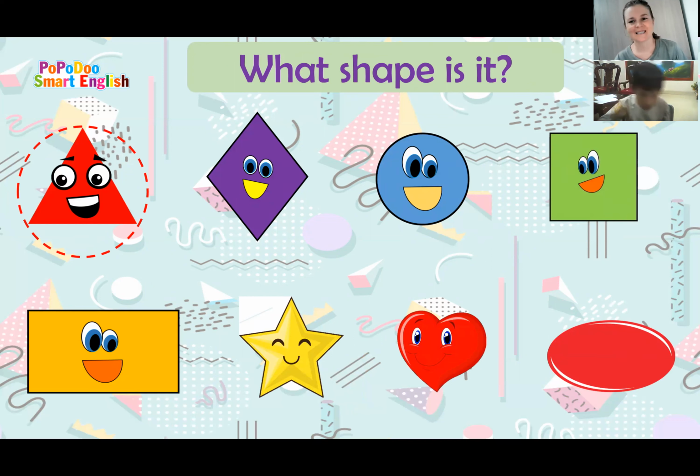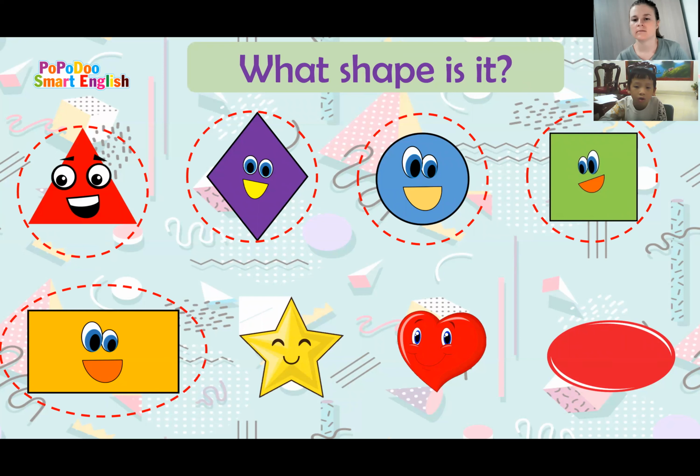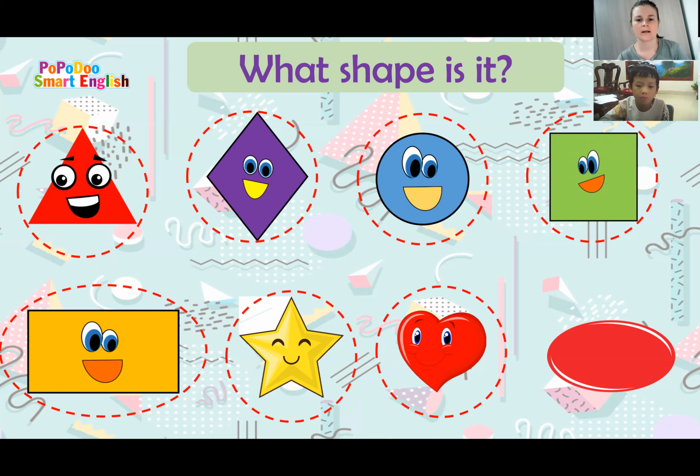What shape is this? Triangle. A triangle, yes. And this one? Diamond. Very good. And this one? Circle. And this one? Square, rectangle. Good. And this one? Stop. And this one? Heart. And this one? Oval.